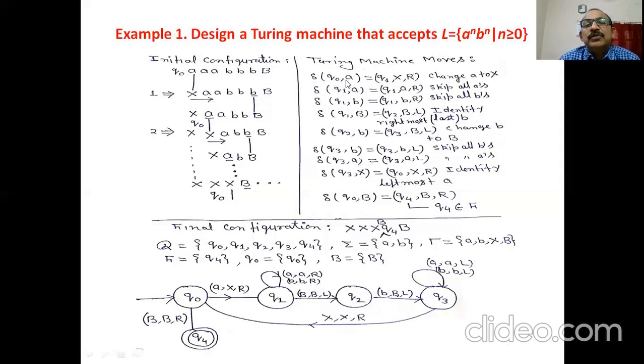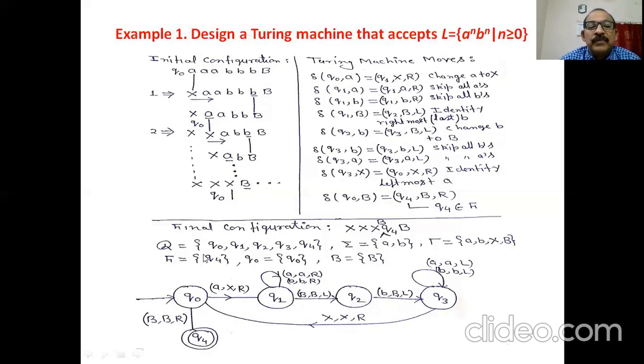Machine in state Q0, input is A, it goes to Q1, replaces this A by X and moves in the right direction. So machine in state Q0 moves to Q1 and you have to draw the arc from state Q0 to Q1 and label this arc A, X and R. This way you can draw a transition diagram for a Turing machine.